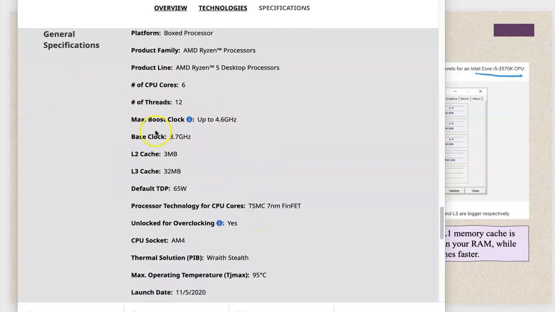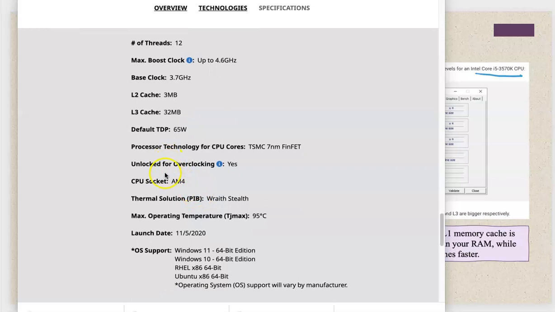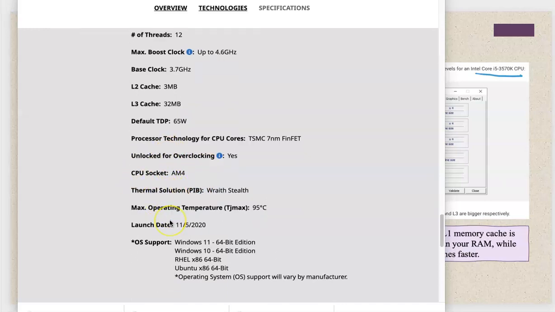And then it has a maximum boost clock of 4.6 gigahertz, which means that it's quite fast. Then its base clock, which is 3.7 gigahertz. And then its L2 cache is 3 megabyte. L3 cache is 32 megabyte. And then we have our, what else have we learned?